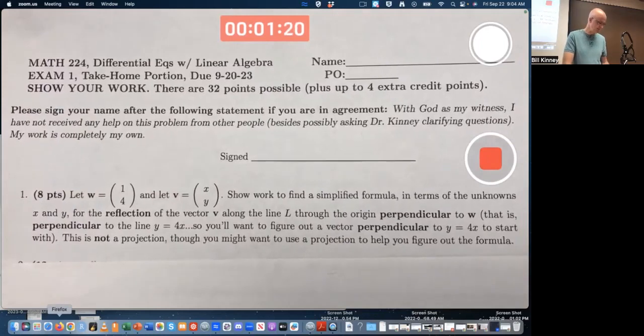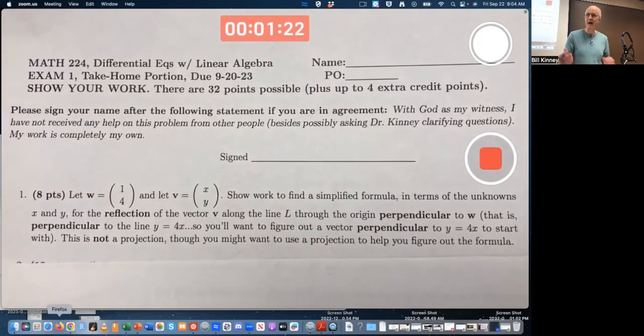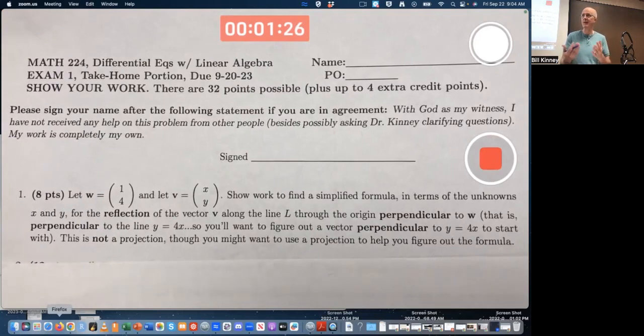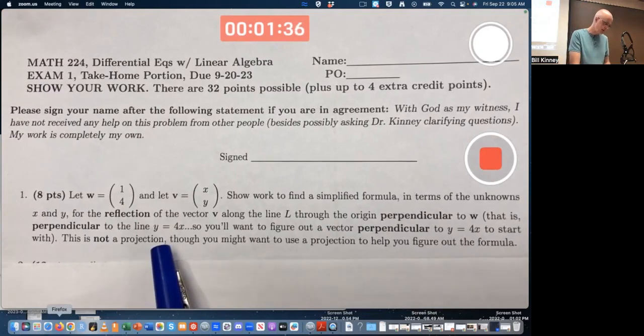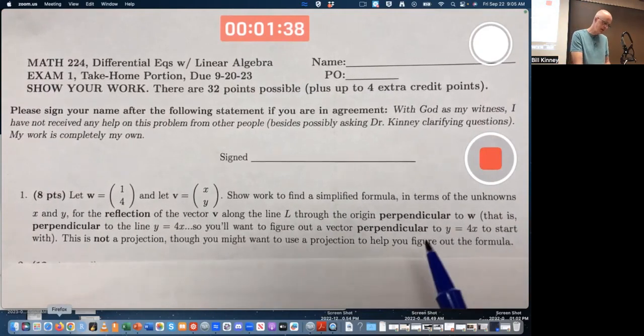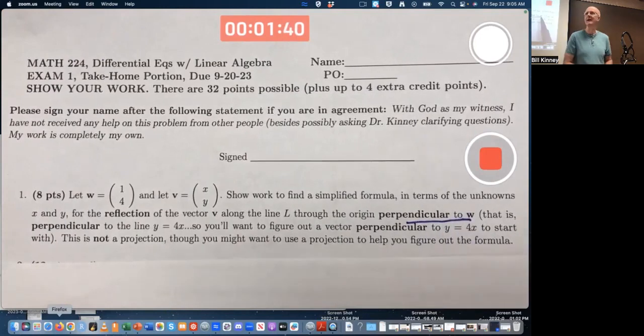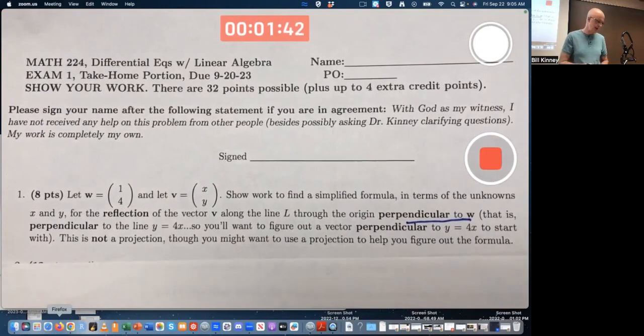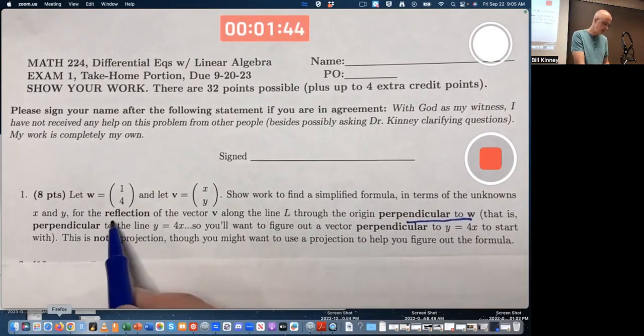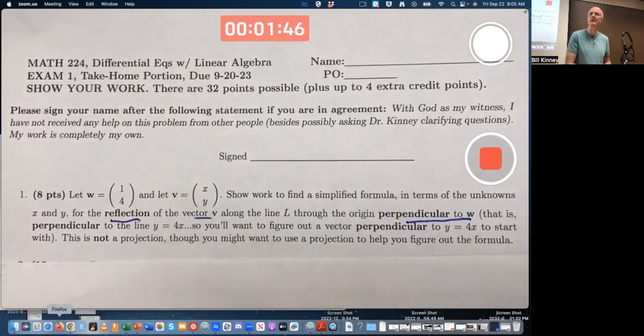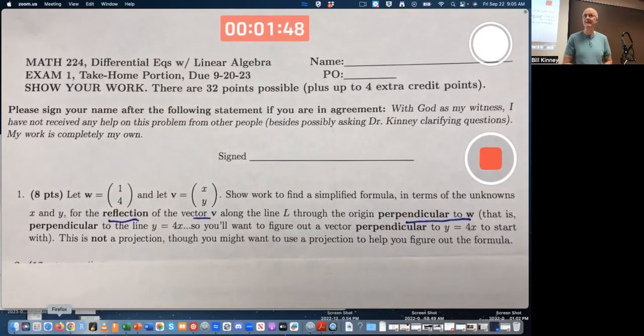In the first problem, I was testing you not only on the idea of a projection, as I hinted at in the problem description, but I'm also testing you in this case with problem solving. There are some ideas here that we didn't talk about. In particular, finding a vector perpendicular to W. How do you find a vector perpendicular to W? And also doing a reflection of a vector along a line instead of a projection.